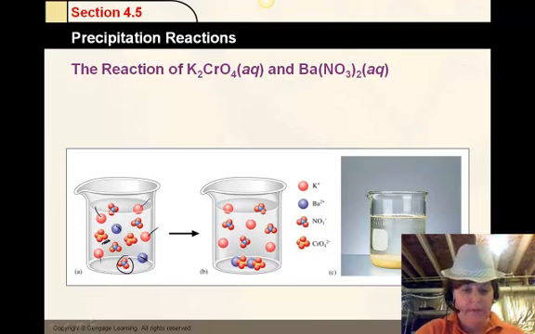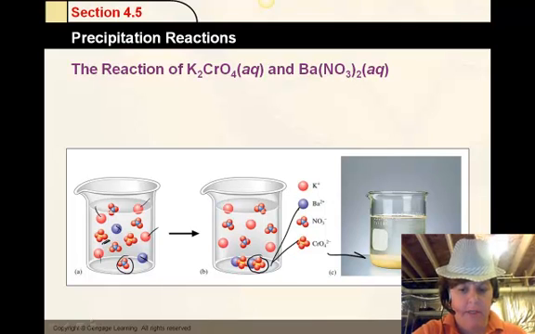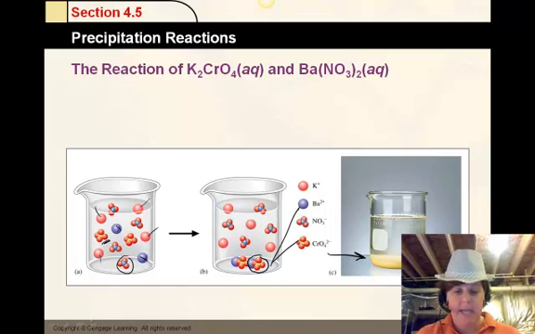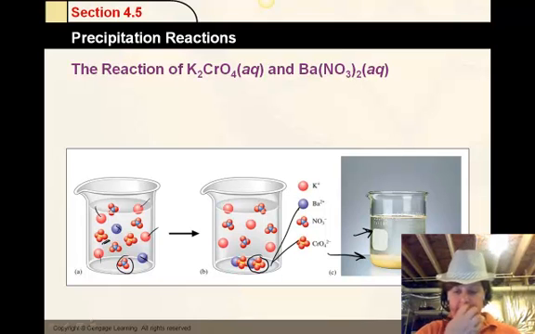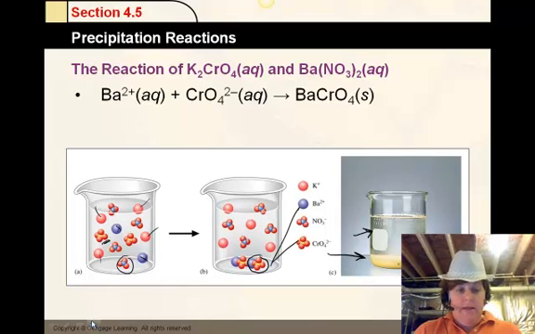Now look at what happens over here. You can see that what's forming here is barium chromate, and barium chromate, as you can see, is a yellow color. The other things still floating around in solution are potassium and nitrate ions, and that's what you would see visually here, but the schematic diagram on the left shows you what it would look like if you could look at the thing at the molecular level. There is the net ionic equation for it, the barium ions and the chromate ions forming barium chromate solid.